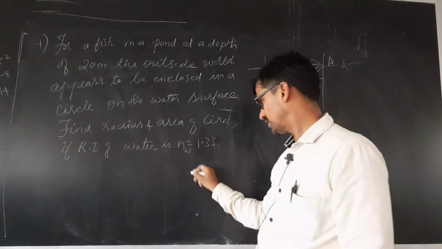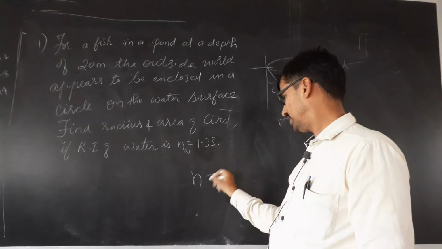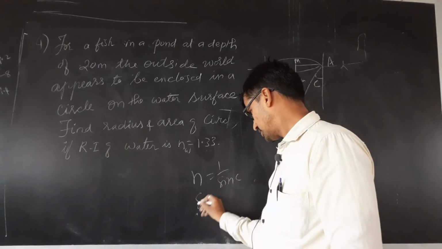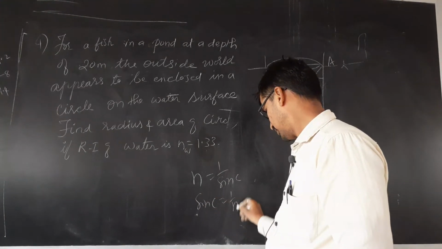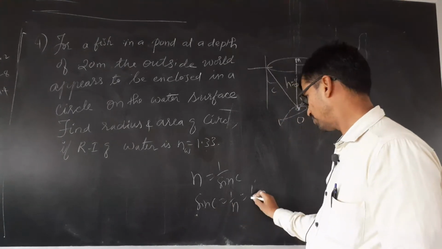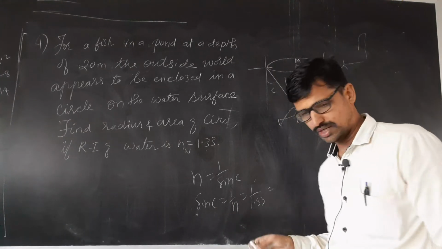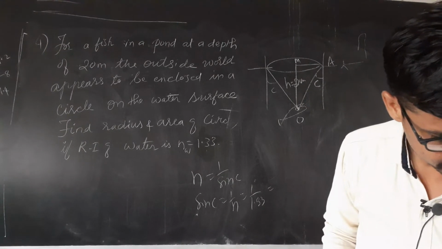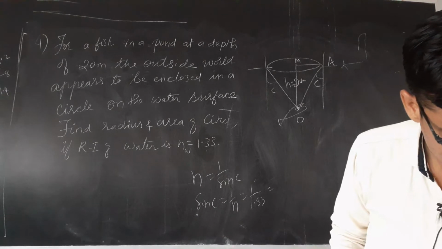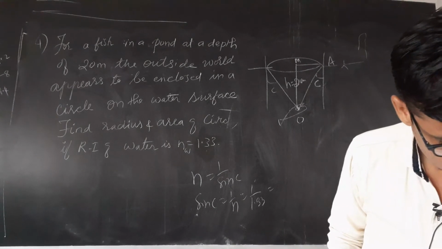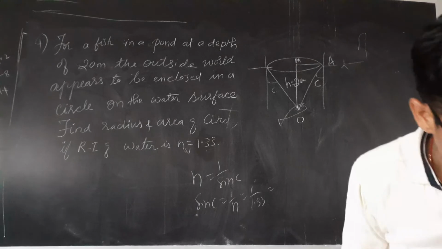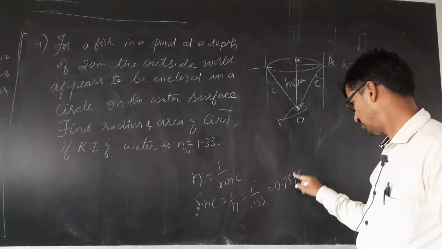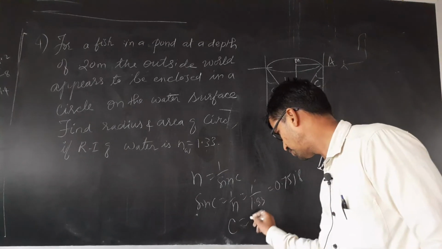What is the refractive index for critical angle? n is equal to 1 upon sin C, or else sin C is equal to 1 upon n. Here n is 1.33. 1 upon 1.33 is 0.7518. What is C equal to? Sin C is this much.